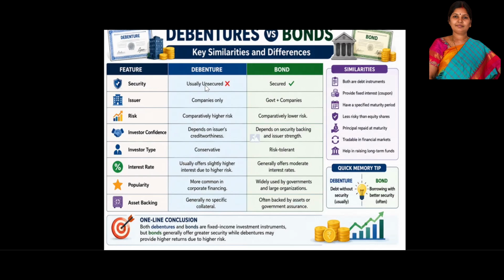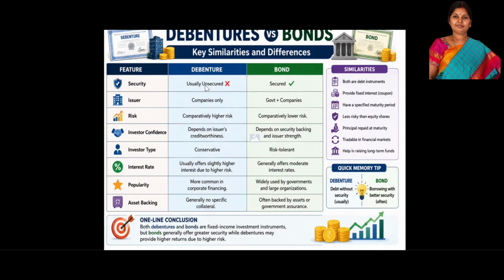Next, popularity. Debentures are more common in corporate financing, and bonds are widely used by governments and large organizations for their funding purpose. Asset backing. Generally no specific collateral in case of debentures, but if you see bonds, these are often backed by assets or government assurance. What we can conclude here, both debentures and bonds are fixed income investment instruments. But if you compare bonds with debentures, bonds are offering greater security when compared to debentures. That is why on debentures we'll get higher returns because of higher risk.